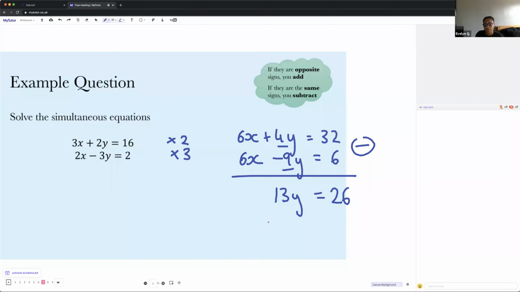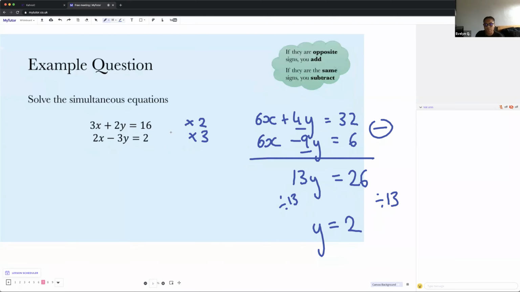So the last thing to do to solve this is to divide both sides by 13. So I've got y equals 26 divided by 13, which is 2. So y was not a fraction or a decimal. Y is a whole number. Y is equal to 2.